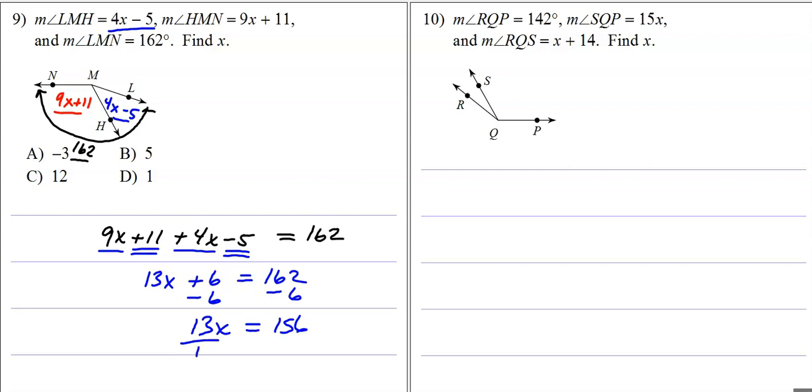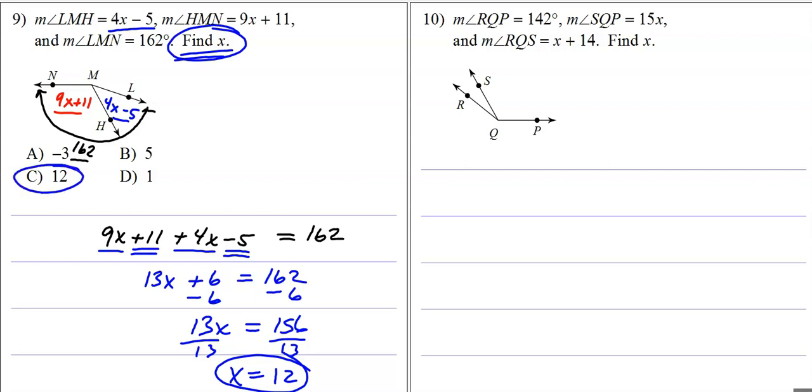Divide both sides by 13, and we're looking at, what's that going in there? 1, 2. So x equals 12. What do they want? Find x. Good. Be careful though. Sometimes you have to plug 12 back in to get the final answer. So I always go back and see what we're after. Correct answer there is C.